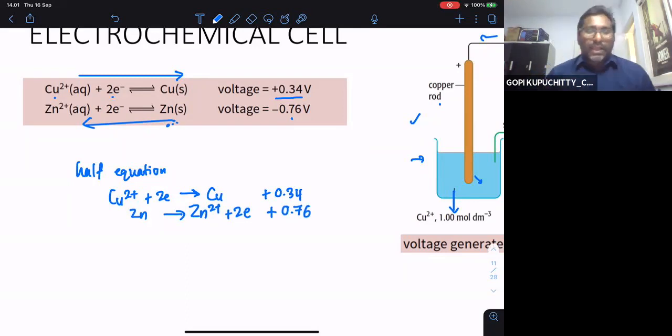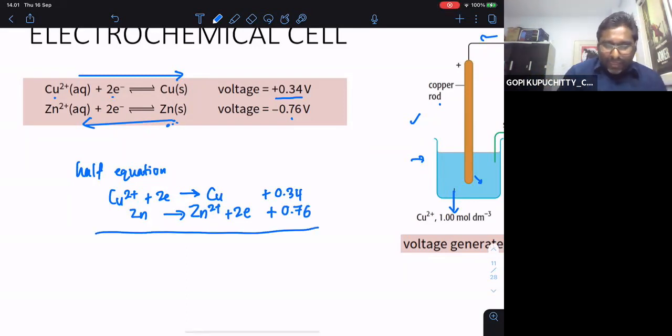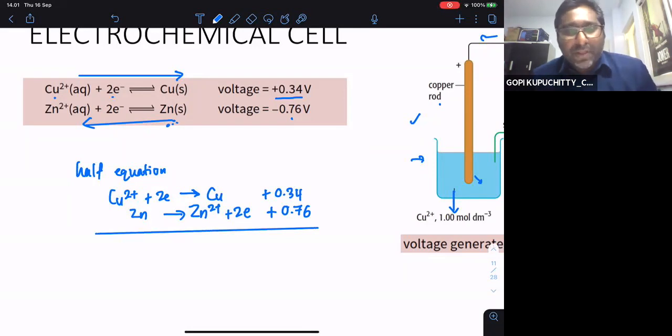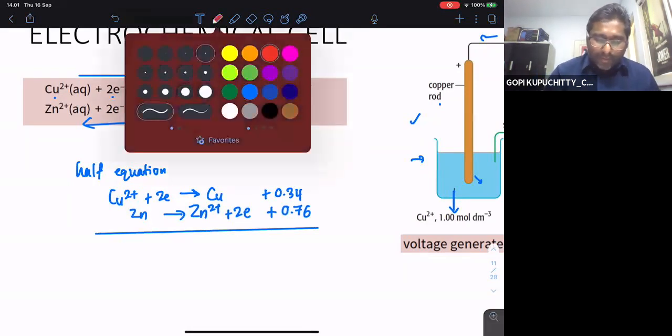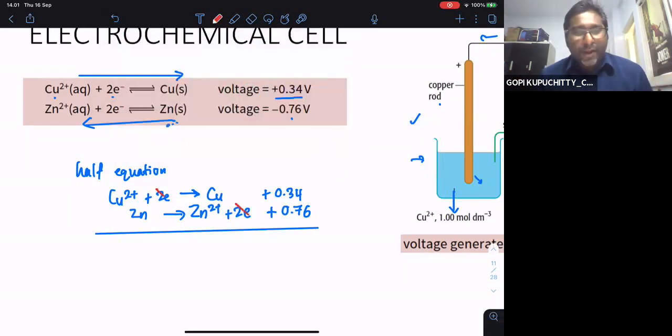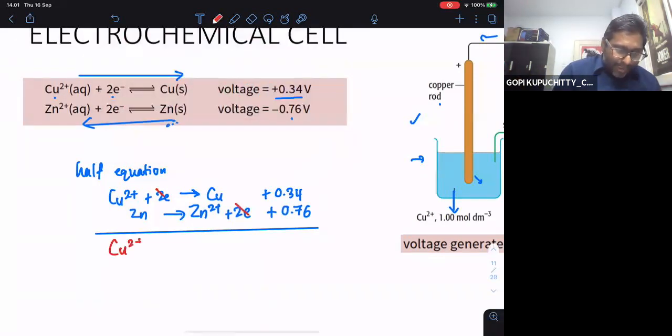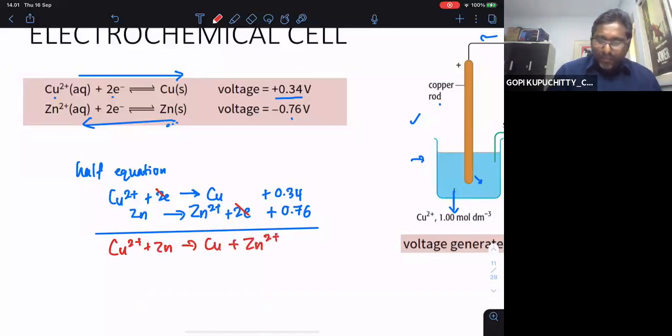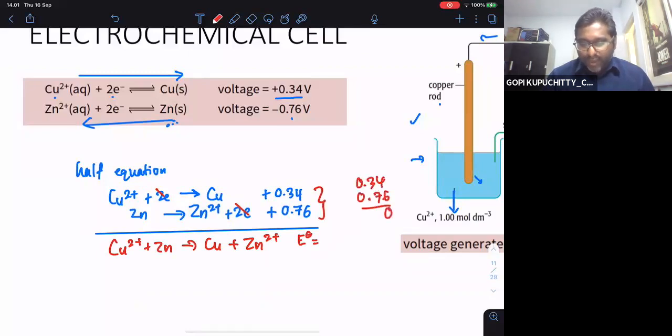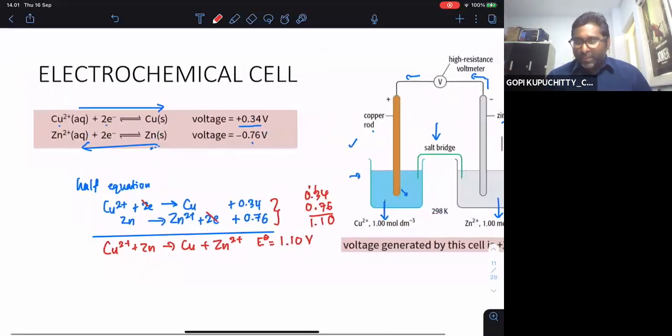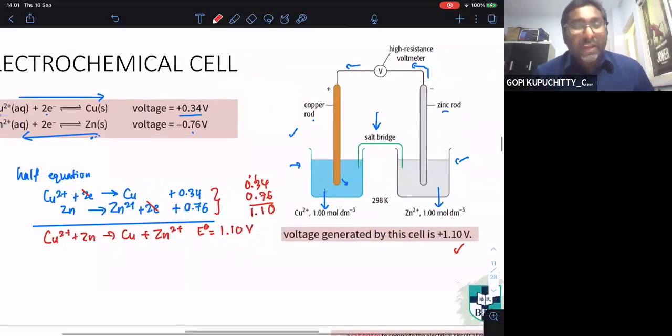Another thing is, when I write the final equation, we want to get rid of the electrons, so we add. I will get Cu2+ + Zn, giving copper plus Zn2+. So what is going to be my total E value over here? You just add 0.34 with 0.76, and it's going to be 1.1. That is the voltage that is going to be generated, which you can calculate.